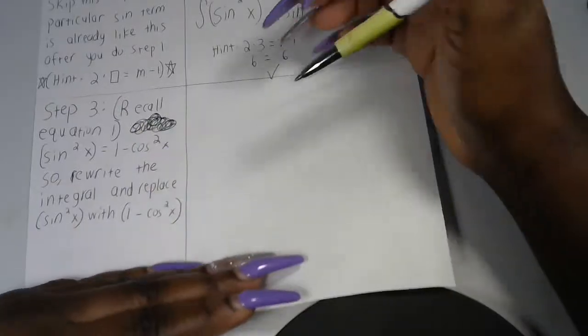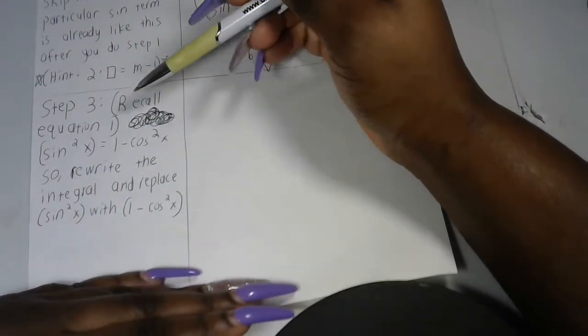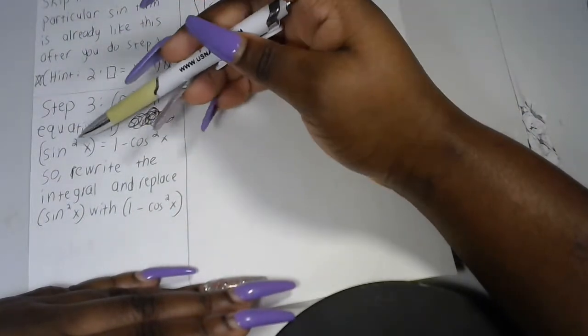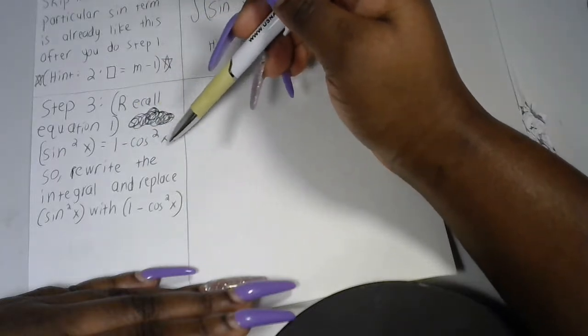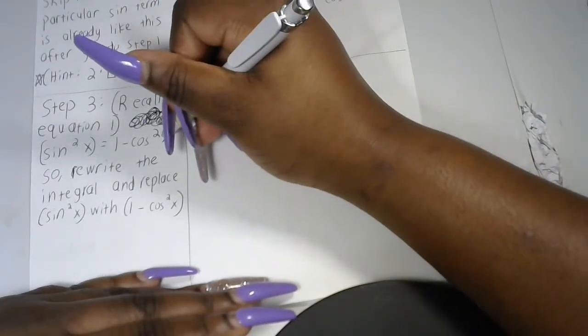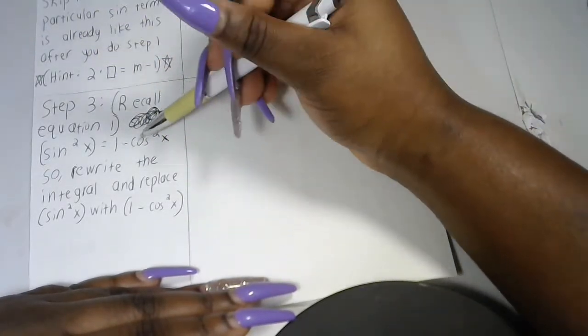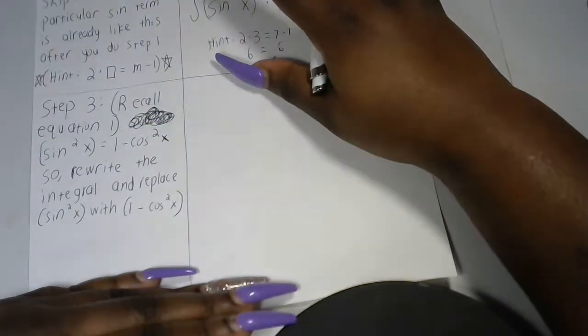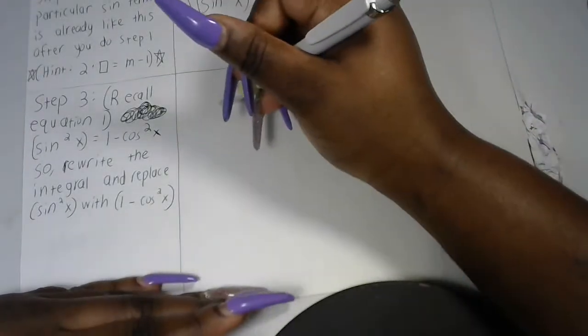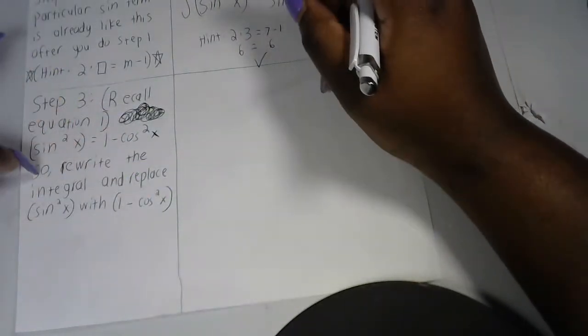All right. So for step 3, recall in equation 1 that sine x squared is equal to 1 minus cosine x squared. Let me rewrite that a little bit. Okay, so it's equal to this. This is a trig identity. So what we're going to do is, in the integral that we have so far, rewrite the integral and replace the sine x squared with 1 minus cosine x squared.